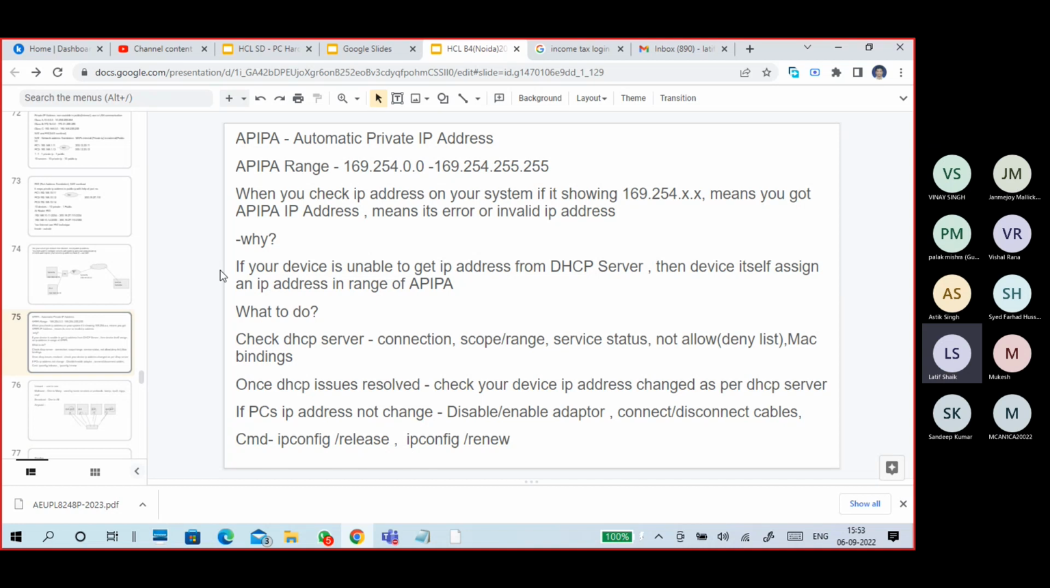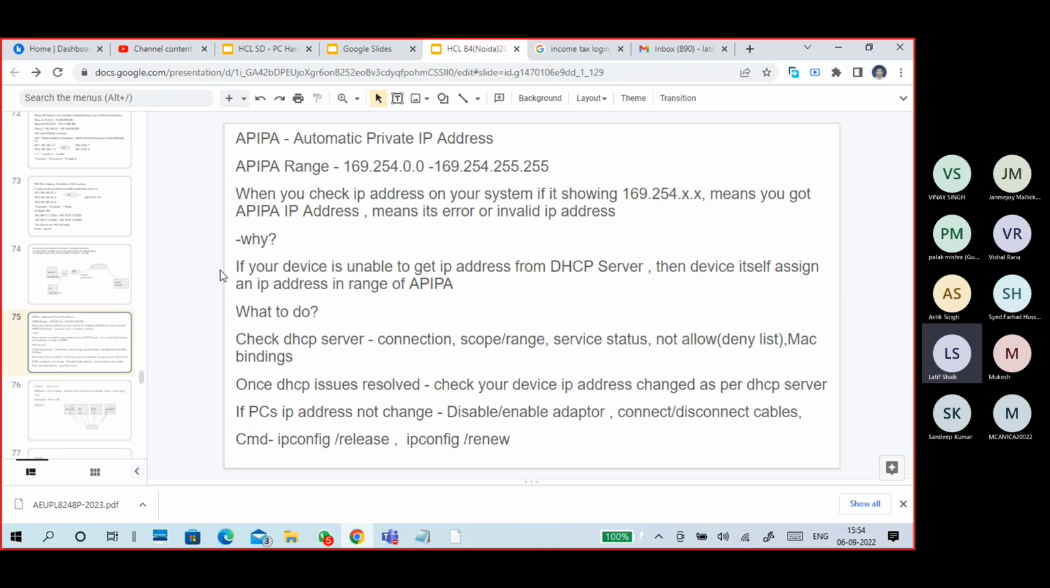One more small thing: it is APIPA, Automatic Private IP Addressing. The APIPA range is 169.254.0.0 to 169.254.255.255. Guys, when you check your IP address and it is showing 169.254, it means you got an error.